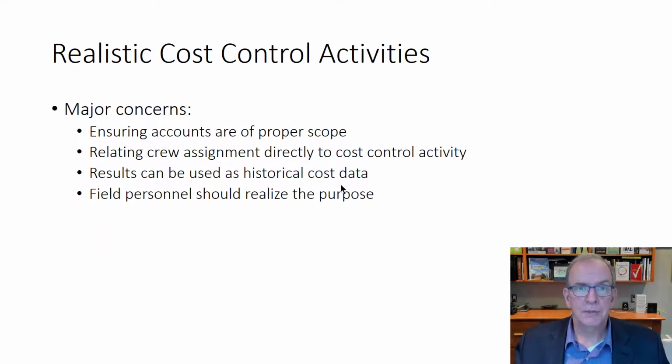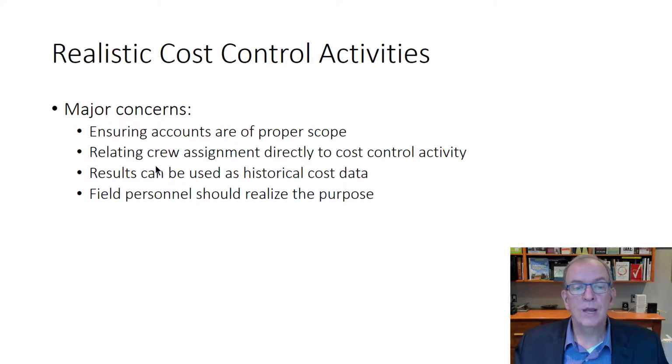Because maybe you're missing something that's an easy low-hanging fruit, using Pareto's law again, that you could identify that 20% of the effort that's going to return 80% of that loss. So major concerns: ensuring accounts are of proper scope that we can measure, relating crew assignment directly to cost control activity. This works where you self-perform the work. So subtrades, very important that they're very carefully monitoring their crew assignments. And if you're GC and you self-perform, making sure that you watch those areas.